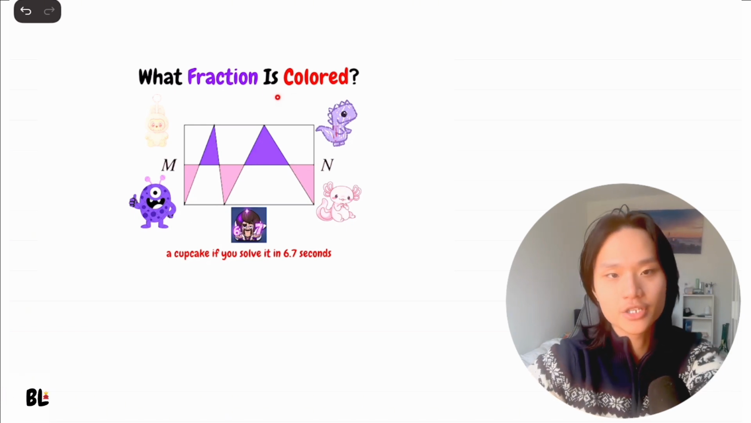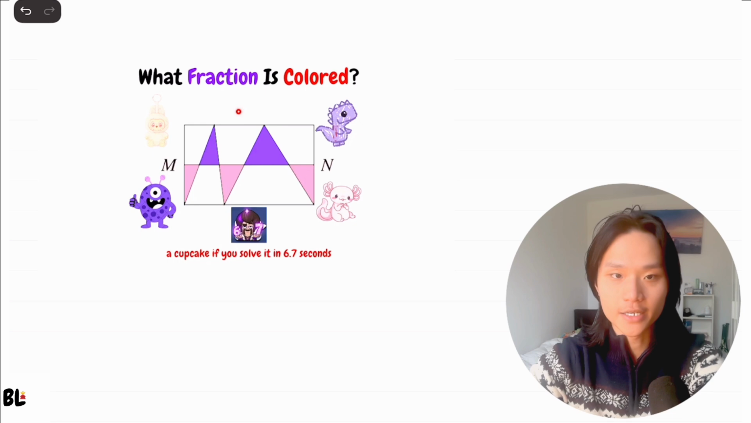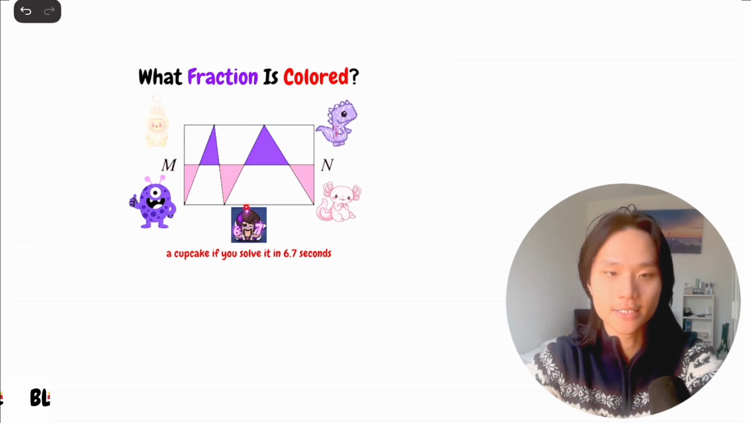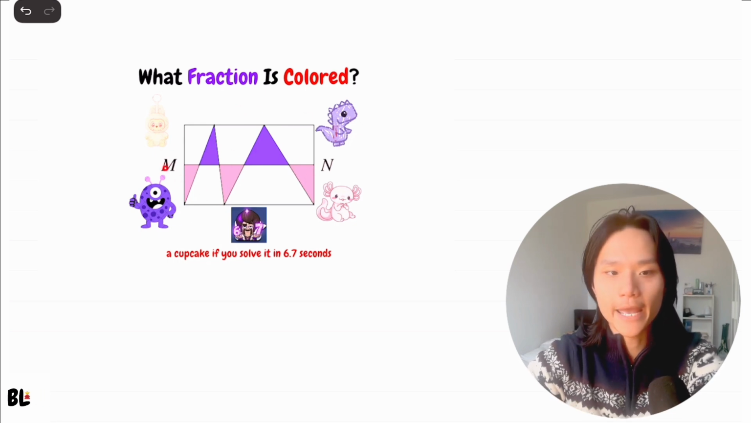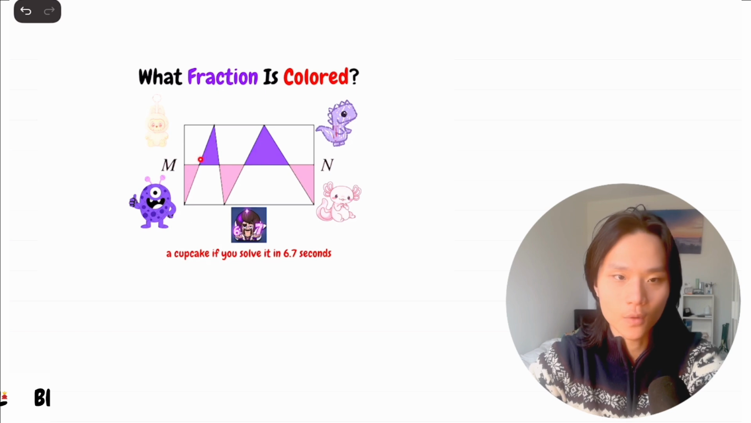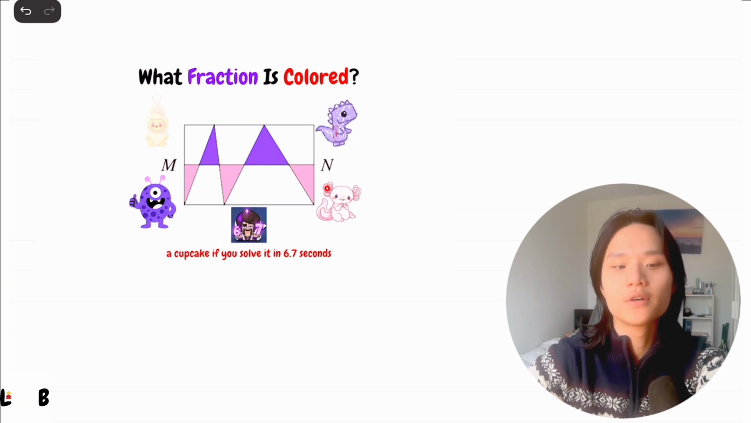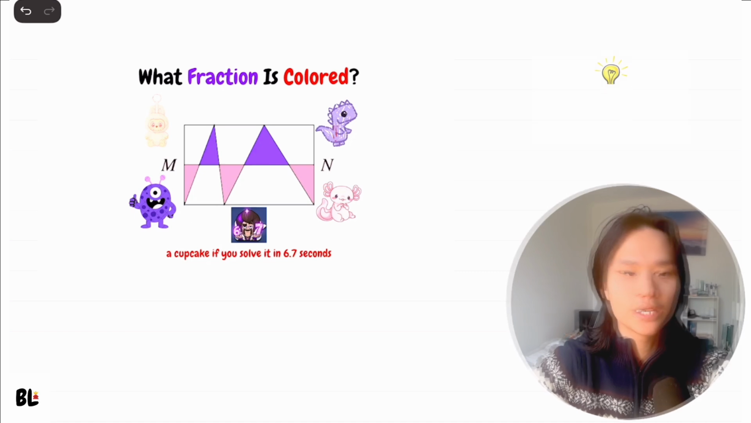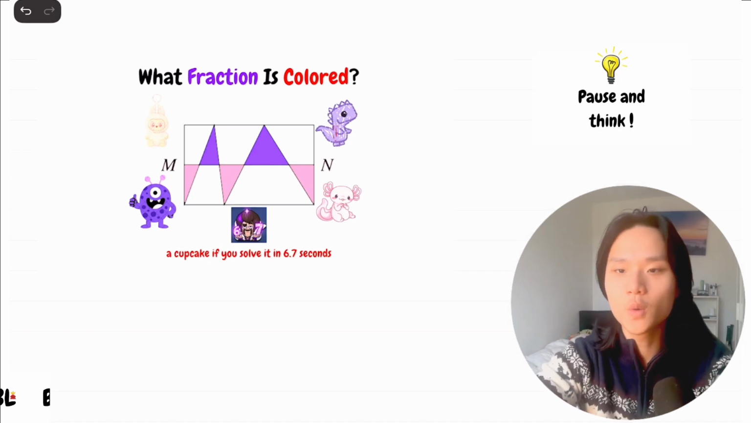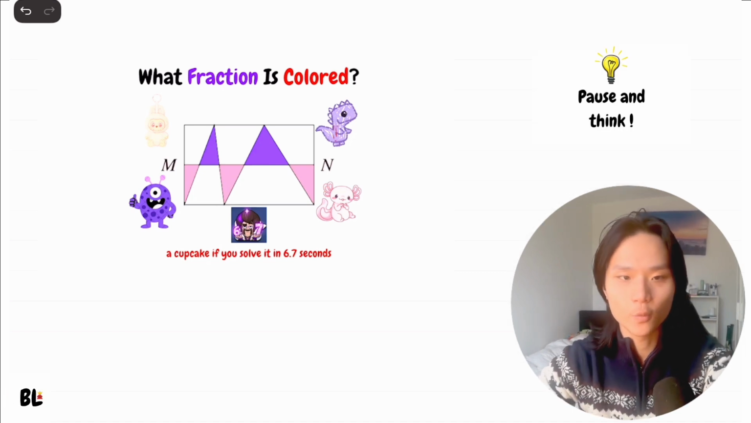Today I have this very fun geometry challenge for you, and it's about what fraction of the figure is colored. You can see this is a rectangle from M to N, and then there are 1, 2, 3, 4, 5 such triangles. So pause the video and give this problem a go, and when you're ready, keep watching for the solution.